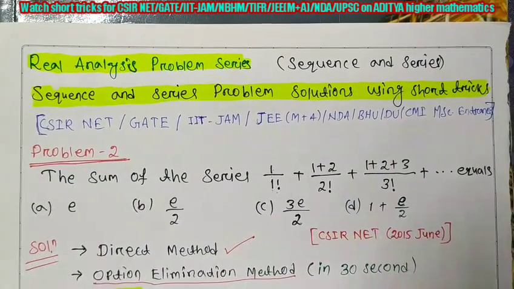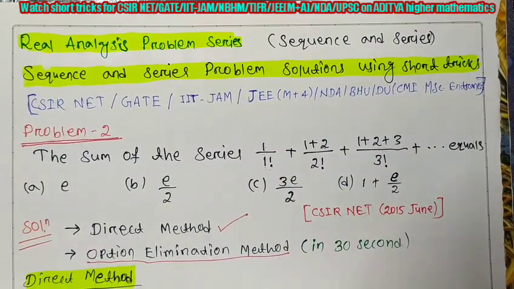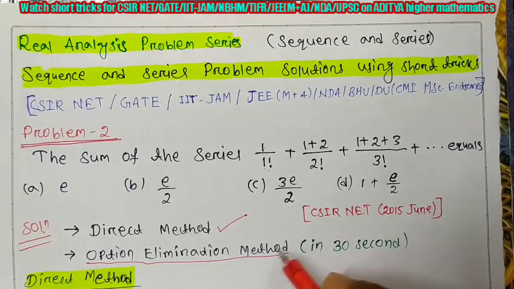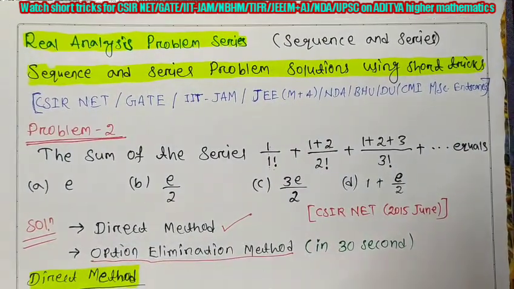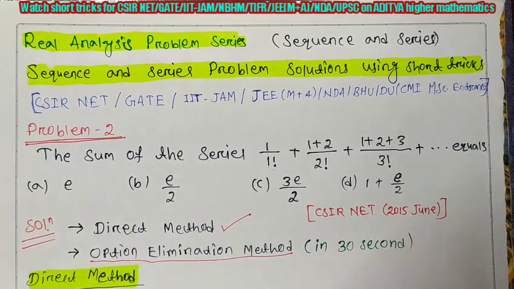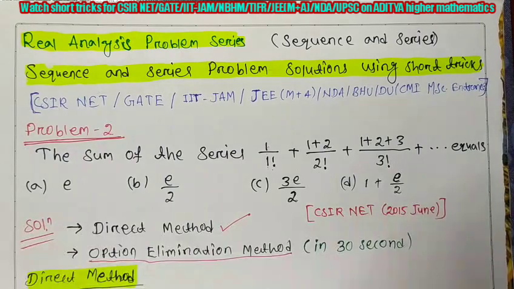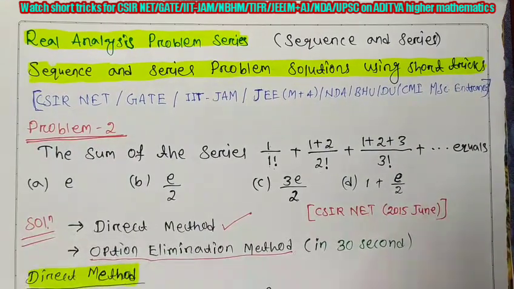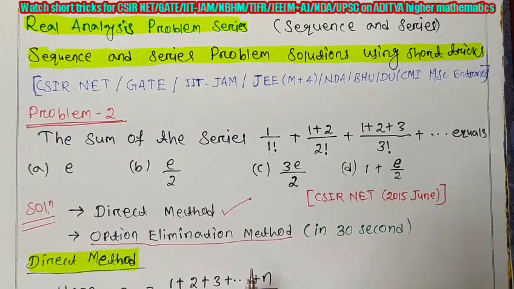Actually, this question I will solve in two ways. First one is the direct method, and for the second one we will use the option elimination method. And this option elimination is a very shortcut method, which we will solve in only 30 seconds. Okay, but for the option elimination method, you watch my full video, because first I am solving the direct method, and after that we will solve the option elimination method.